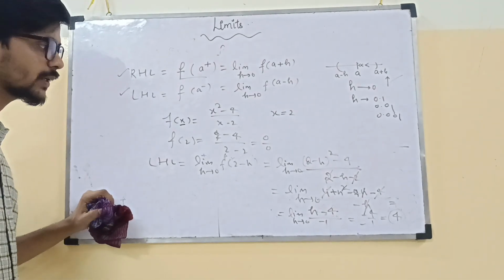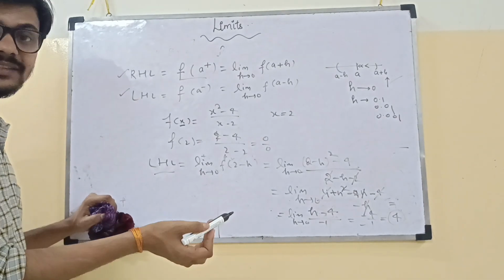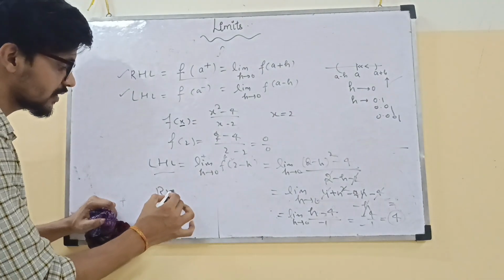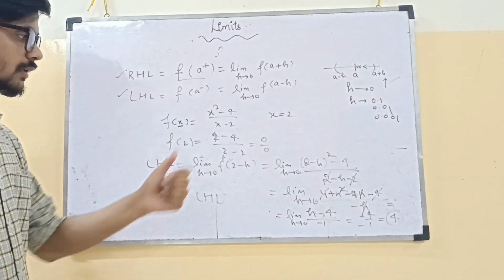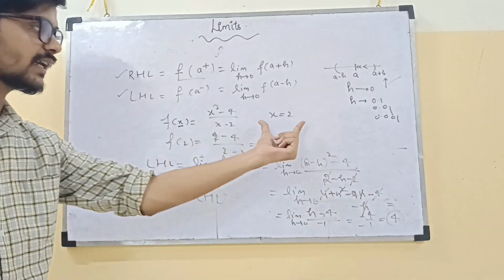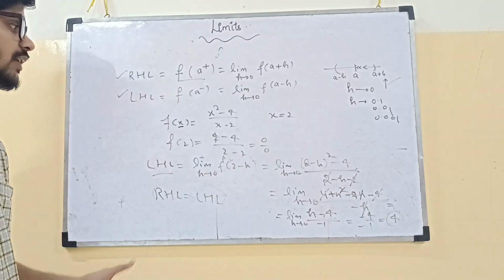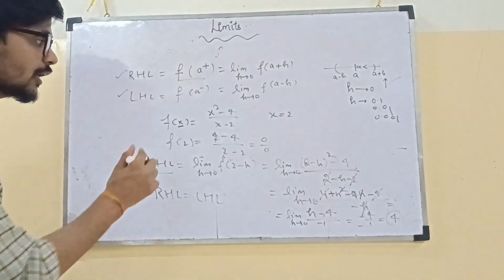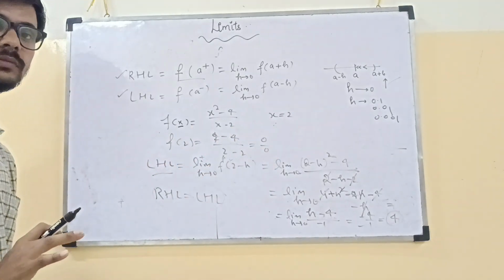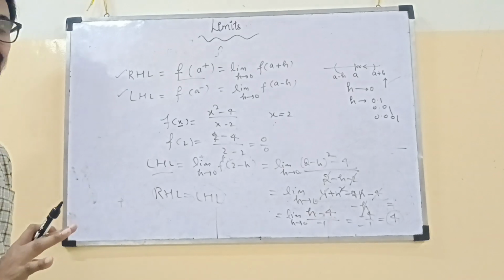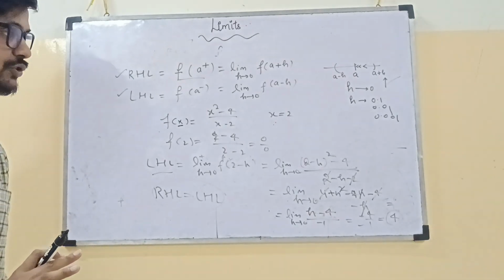So this is how you calculate. What we saw here is that LHL and RHL, both limits, are coming to be the same, right? So we say the limit of this function at x equal to 2 exists, and we also approximated the value of this function near the value 2, right? And this is how you need to calculate the limit of a function, right?